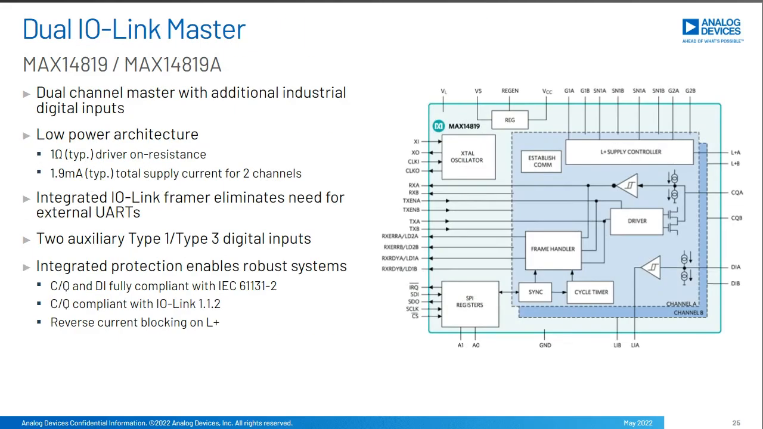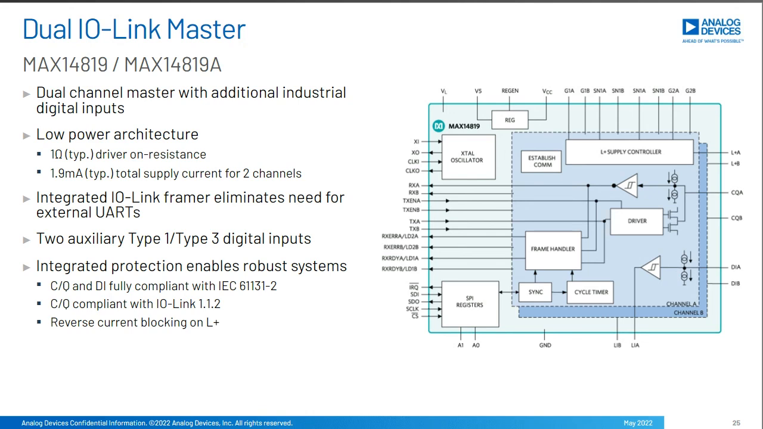This is one of our IO-Link master transceivers, the MAX14819. It supports 2 full channels. Again, it's very efficient. The R1 of the output driver is only 1 ohm, and the total power consumption for the 2 channels is 1.9 milliamps. It integrates everything that is needed for a full IO-Link port.